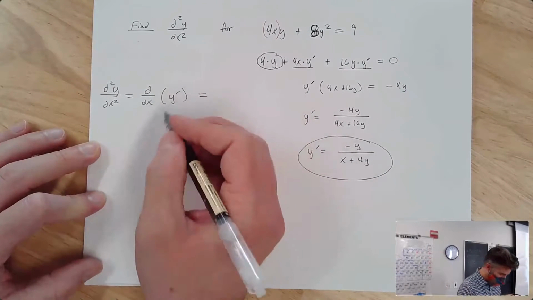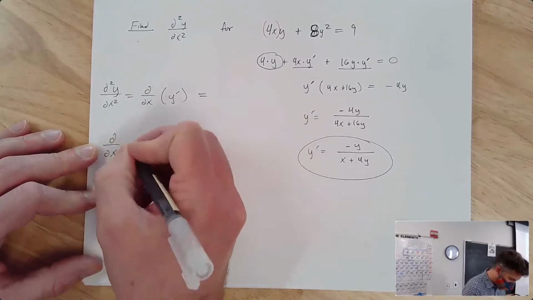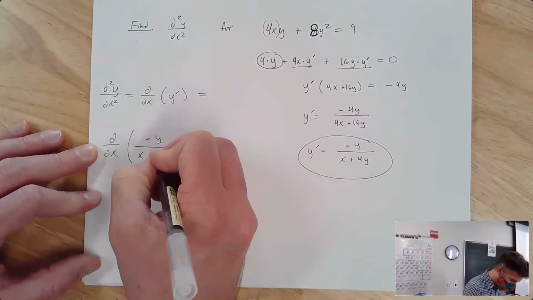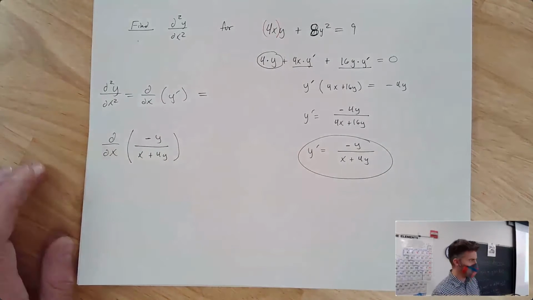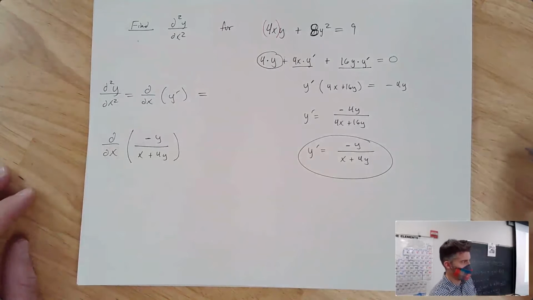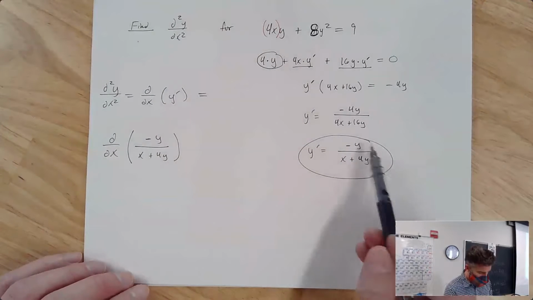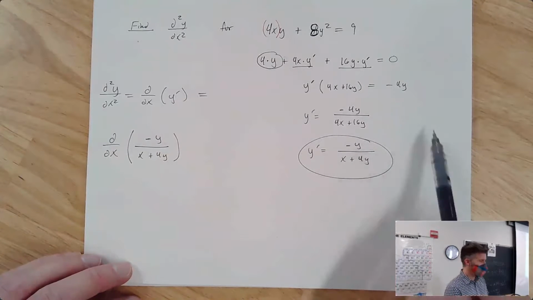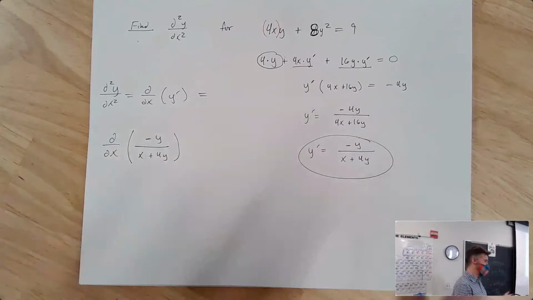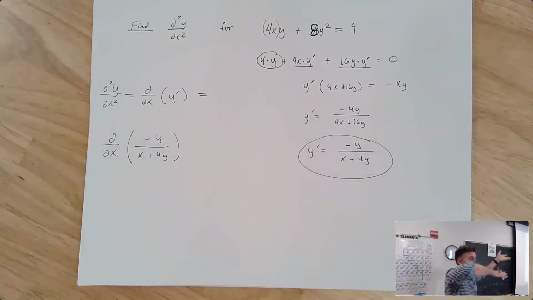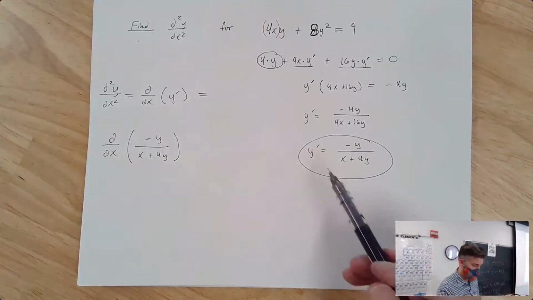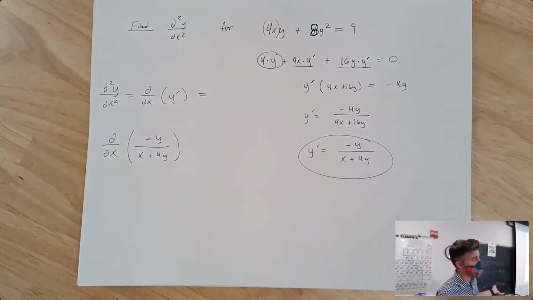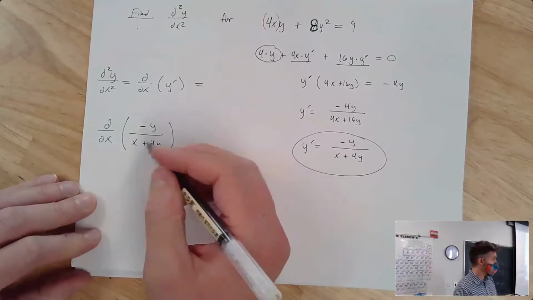So the derivative of y prime, I'm going to do the derivative with respect to x of my quotient, negative y over x plus 4y. And pretty much 99 times out of 100, or maybe 999 times out of 1,000, your first derivative y prime almost always is going to be a quotient. Because if you're doing this sort of algebra, you're bringing the y primes to one side, you're factoring out, and you're dividing by what's multiplying y prime, meaning y prime is going to equal something divided by something else. So it's almost always going to be a quotient, meaning you're going to have to use the quotient rule.